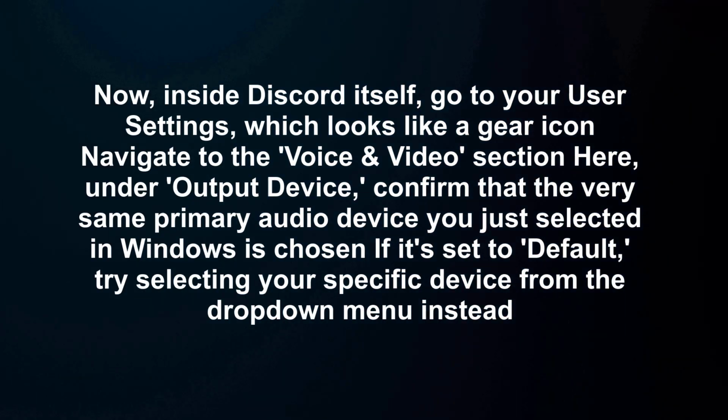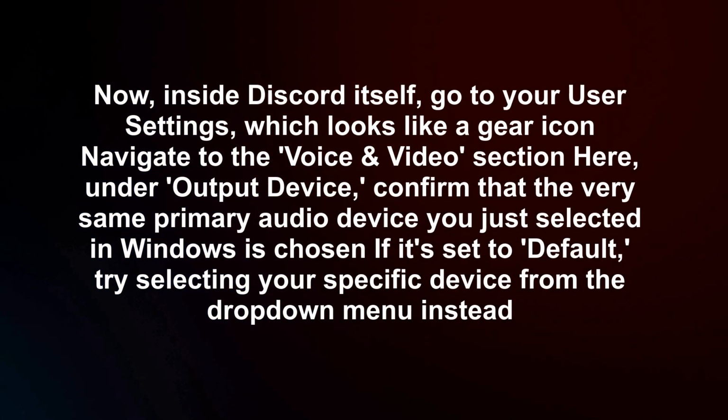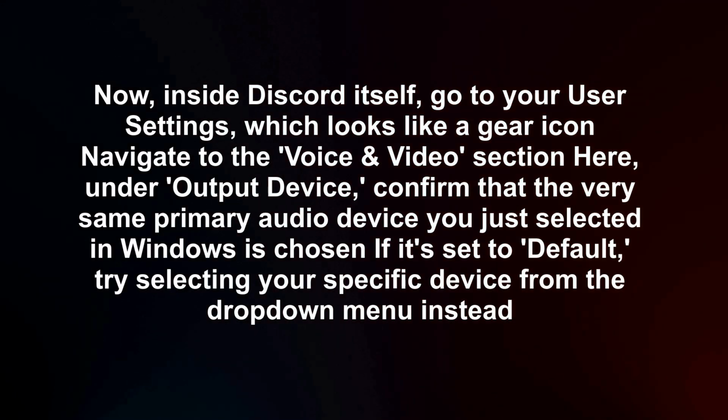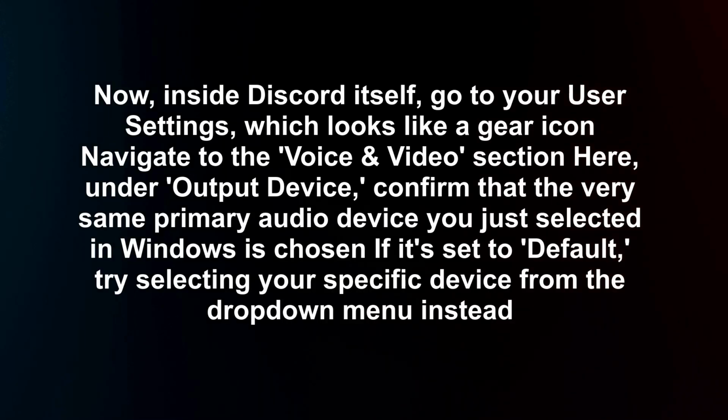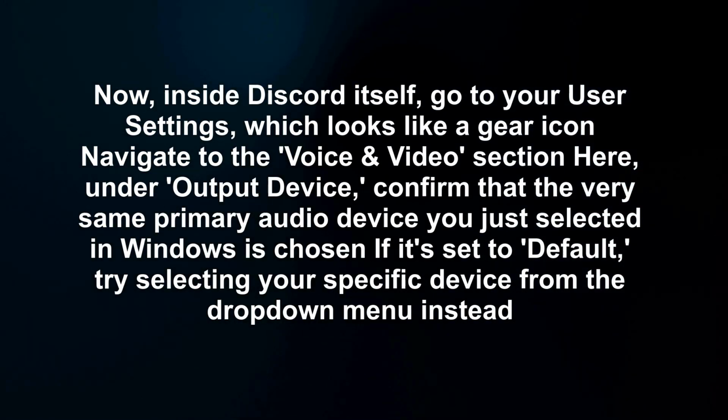Navigate to the voice and video section. Here, under output device, confirm that the very same primary audio device you just selected in Windows is chosen. If it's set to default, try selecting your specific device from the drop-down menu instead.